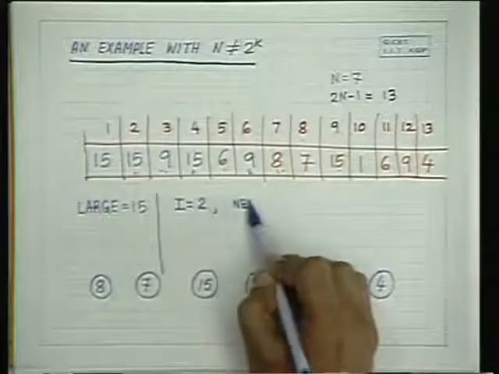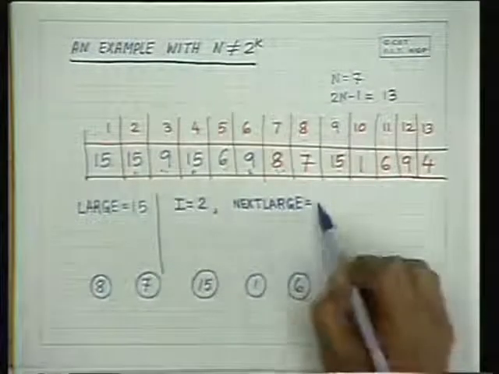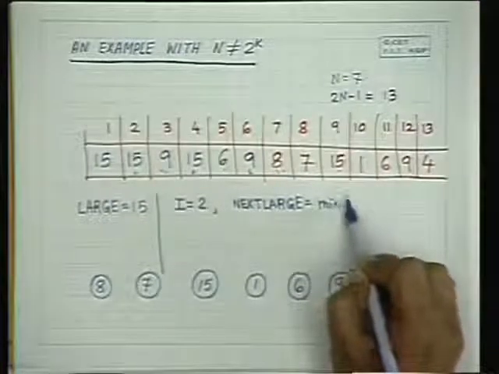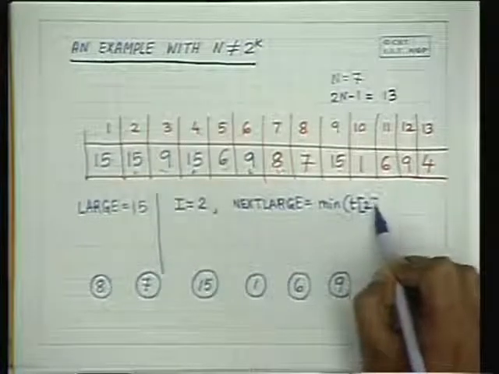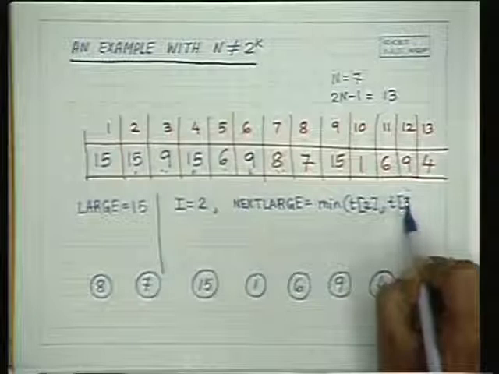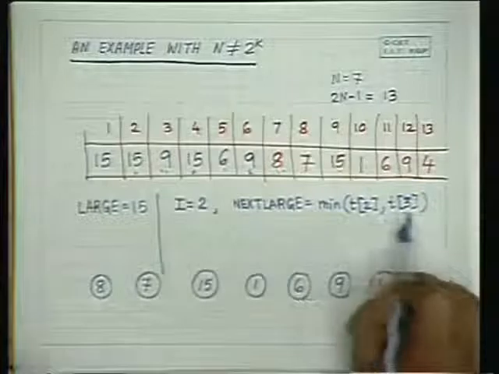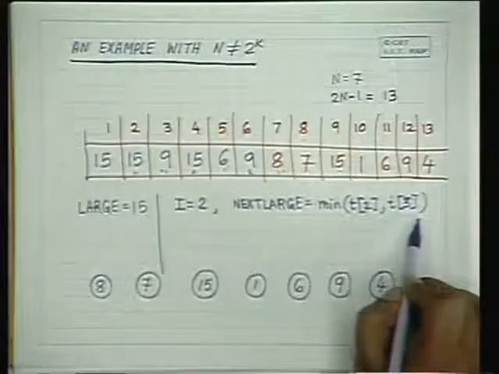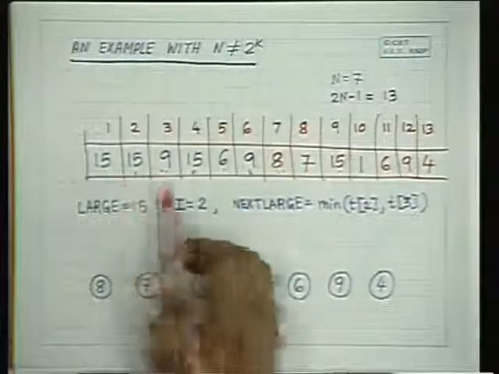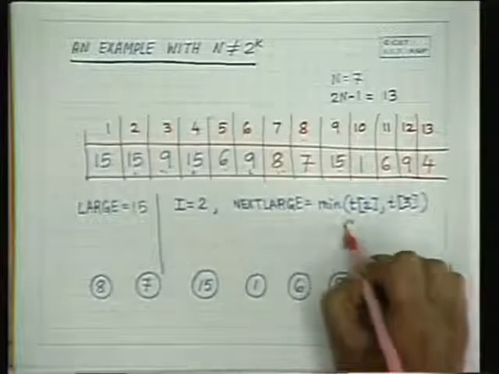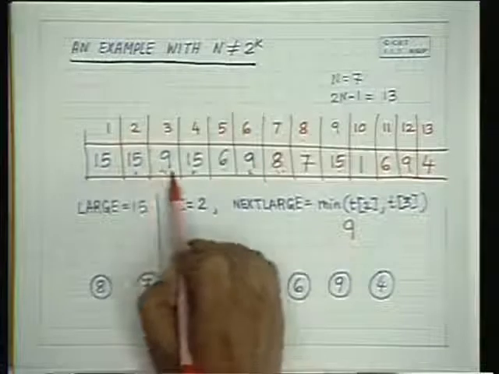We next initialize the next largest element, that is the next largest element, to the minimum of the tournament values, let us call them T2 and T3. So this is what we initialize to, with i equal to 2, and the next largest element is initialized to the minimum of T2 and T3. So in our example, the next largest element will be initialized to 9, because the minimum of T2 and T3 is 9.